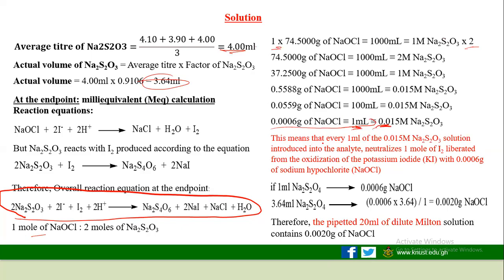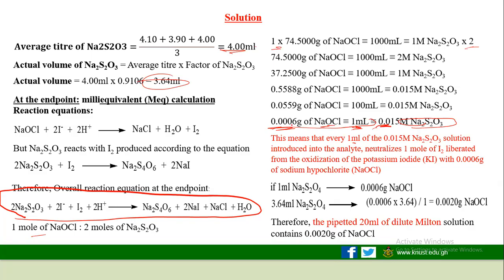Now this means that every 1 ml of the 0.015 sodium thiosulfate solution introduced into the analyte neutralizes 1 mole of iodine liberated from the oxidation of potassium iodide with 0.0006 grams of sodium hypochlorite. Now, whatever they are saying is that if you get this, it means 1 ml of the sodium thiosulfate reacts with this mass of the hypochlorite. It's not a direct reaction, it's an indirect reaction actually, because we are doing iodometry.